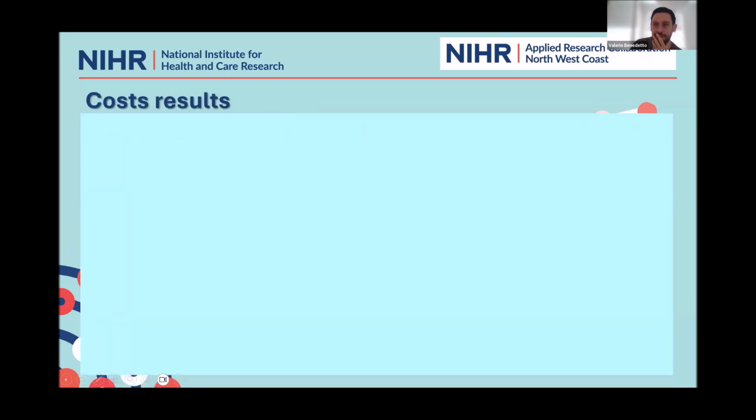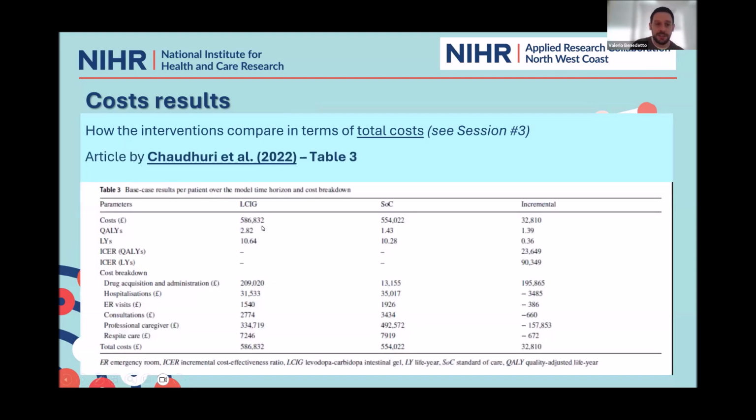Cost results. Here we are doing the same thing as before. We're trying to compare the two interventions, but of course now in terms of total cost. And if you don't remember what we mean by total costs, please do have a look at session 3, at the slides or at the recording if you need to. So we are going to have a look at the first row now.